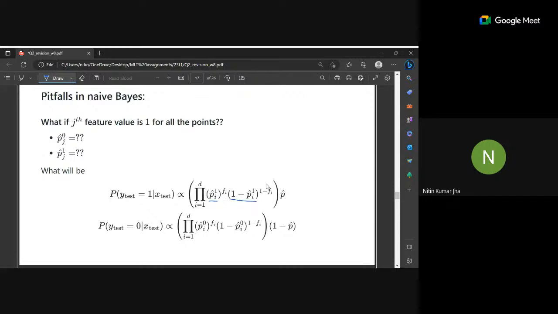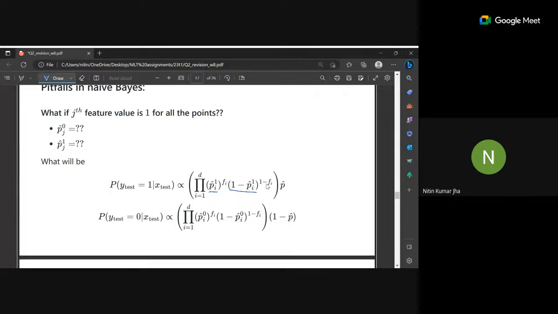And what does the pitfall say? What if the jth feature value is 1 in all the training examples? Then what will this probability be? This is the estimate for the jth feature taking value 1. Remember what this notation says: subscript j means you are talking about the jth feature taking value 1, given y equal to 0, right? So what is this probability? It's 1, if the jth feature value is always 1 for all the examples. Probability is 1, right?